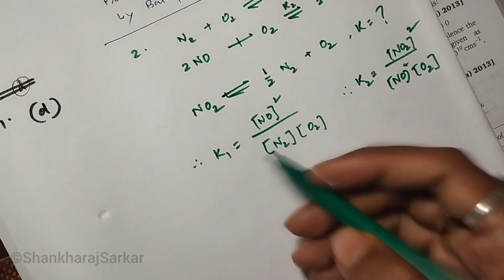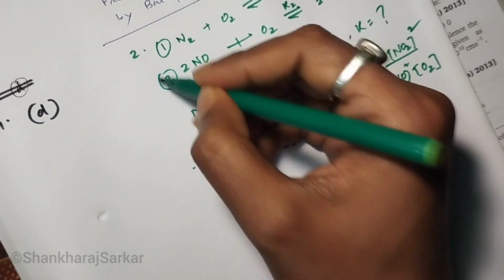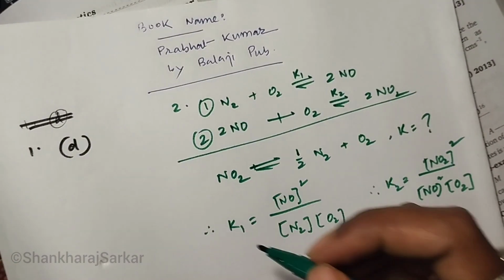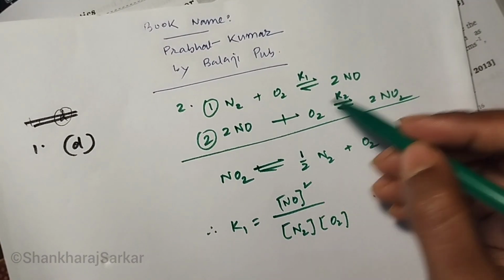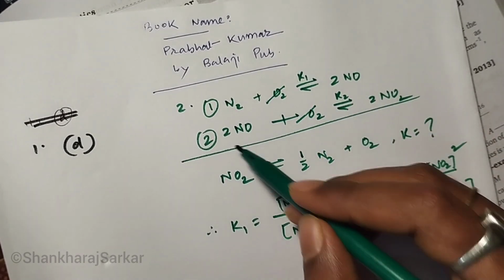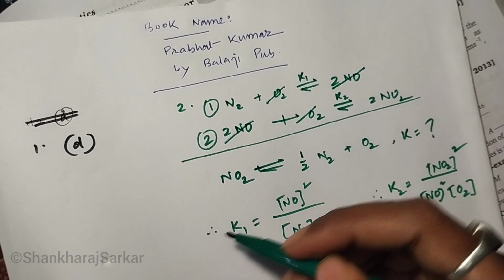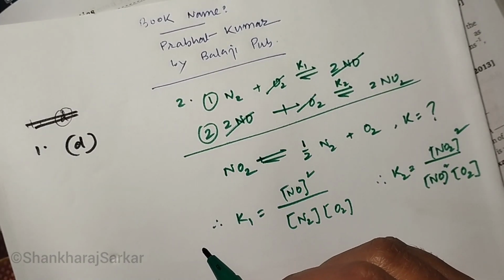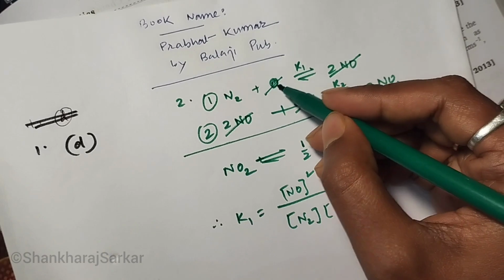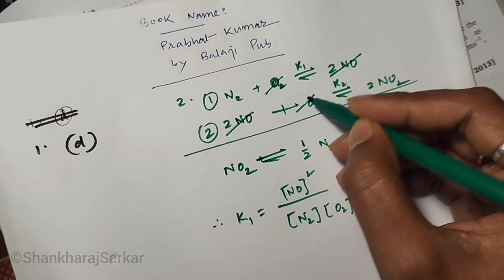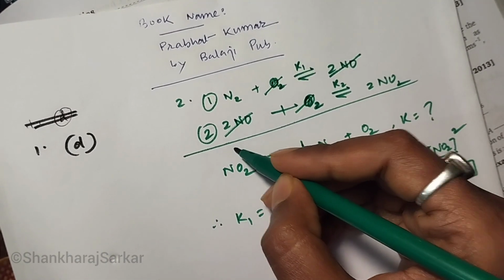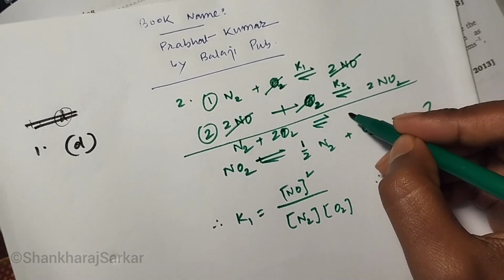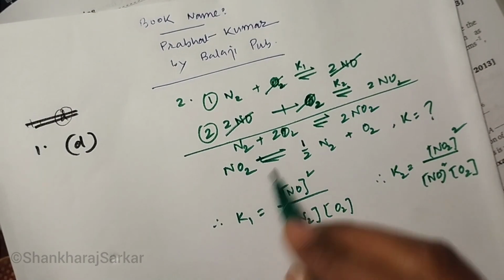If you carefully observe, if we add these two equations, what will happen? This 2NO gets cancelled. The O2 will not get cancelled; it will form 2O2. So you will have N2 plus 2O2 reversible to 2NO2, and we get this equation.